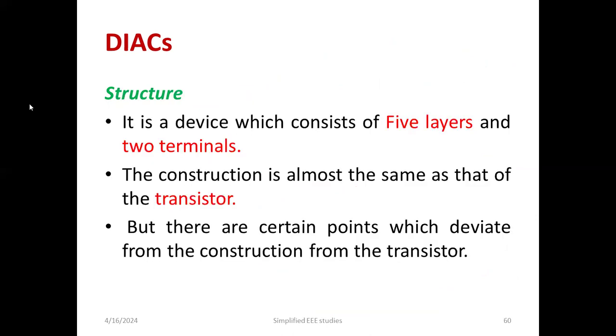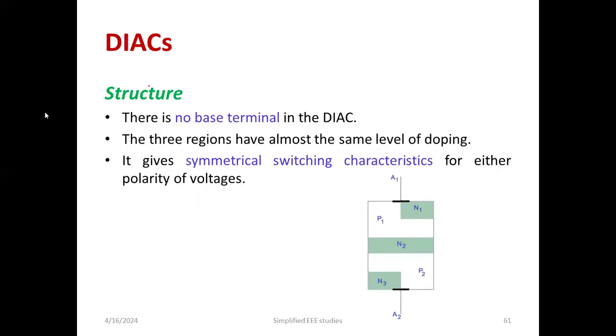Now I'll discuss the structure of DIAC. As you can see, there are 5 layers available and two terminals. One is MT1, the other one is MT2. The construction is almost similar to that of a transistor. So we'll become familiar with one simple construction diagram. First of all, remember there are two terminals and 5 layers. How many layers are available?